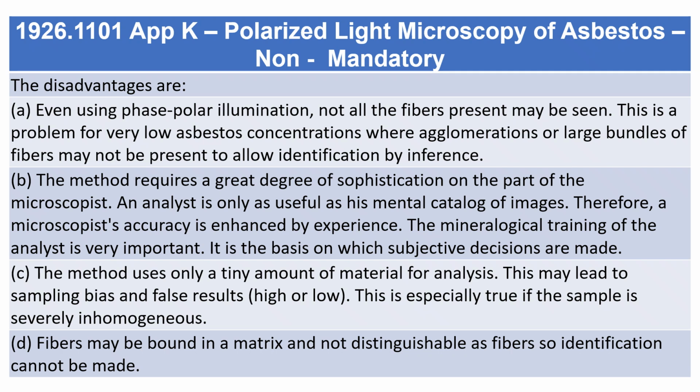Even using phase polar illumination, not all the fibers present may be seen. This is a problem for very low asbestos concentrations where agglomerations or large bundles of fibers may not be present to allow identification by inference.